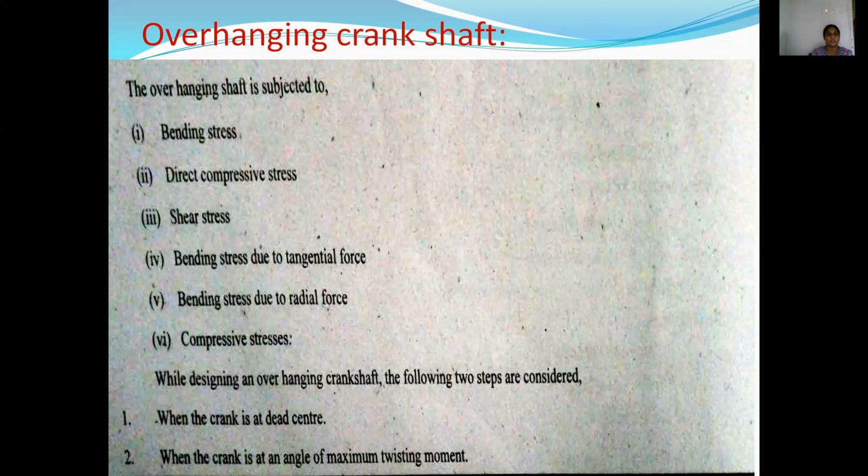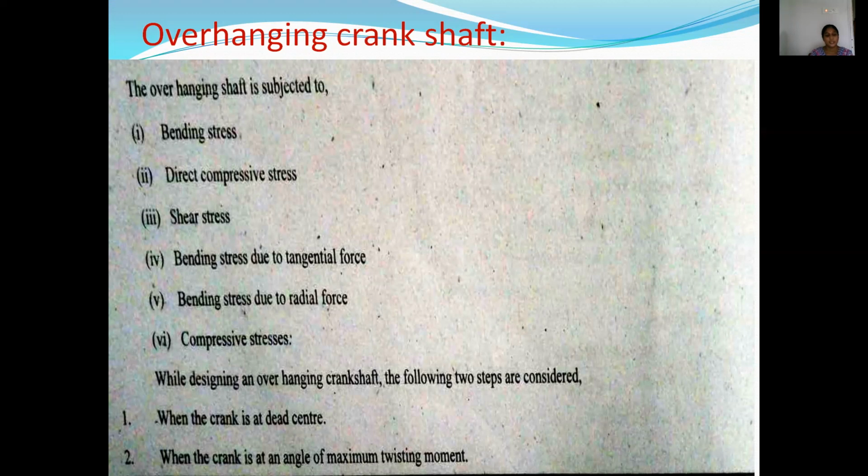Okay, next, the overhanging crankshaft. The overhanging crankshaft is subjected to bending stress, direct compressive stress, shear stress, bending stress due to tangential force, bending stress due to radial force, and compressive stresses.